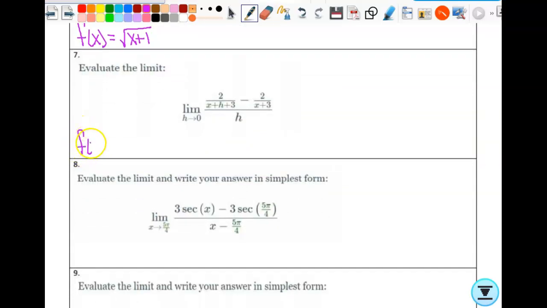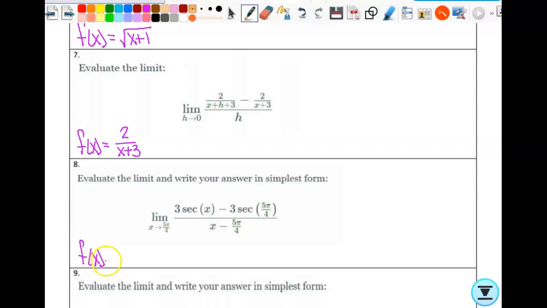F of x would equal, what is it going to equal? 2 over x plus 3. Good. Because I can get a function from right there, or I can see that this would be my x. Okay. Any questions about why these are what they are? Because if you're not sure how to pull them out of there, that's the problem.